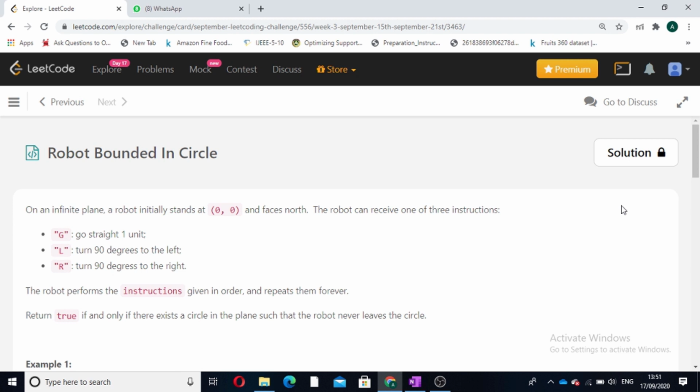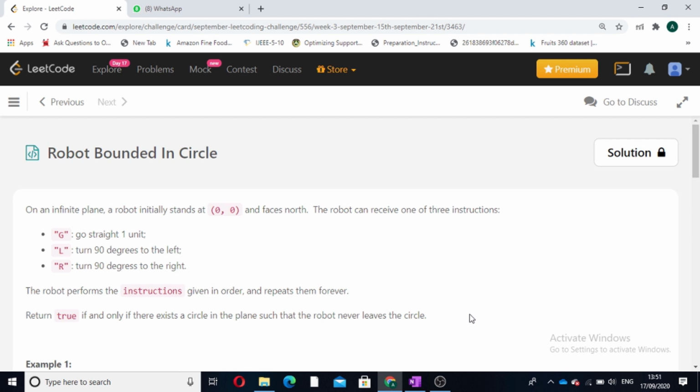Now these instructions have to be performed by the robot, and he can perform these instructions as many times as he wants, that is infinite times. Now we have to return true if there exists a circle in the plane such that robot never leaves the circle. So now what we have to do in the question?